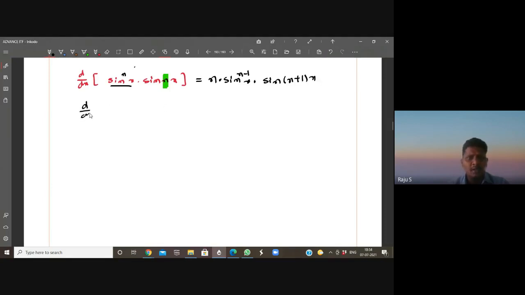Whereas d by dx of cos power nx into cos nx is given by n cos power n minus 1 x into cos of n plus 1 into x, but here it is negative because the cos derivative is minus. Like that, finally the output will come like this.